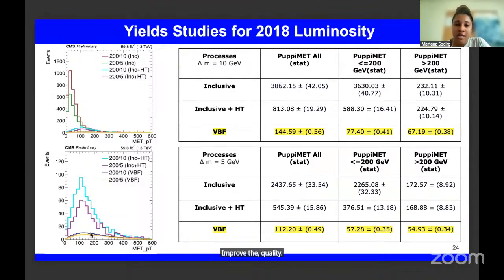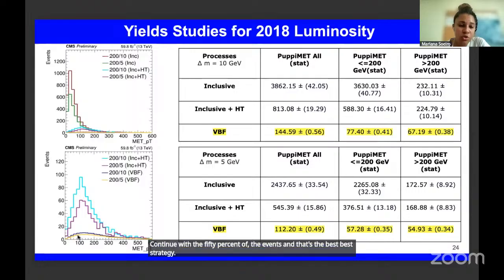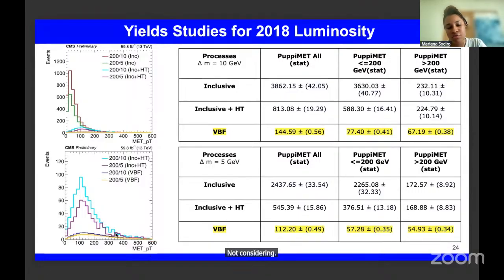Here we saw VBF has more advantages in the small part, because there the middle of the events are continuing here. That's the main contribution of the VBF part, because here we continue with 50% of the events. And that's the best strategy for VBF, not considering an increase of 20, but the decrease part.